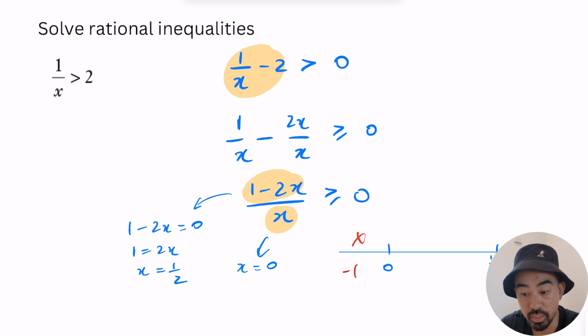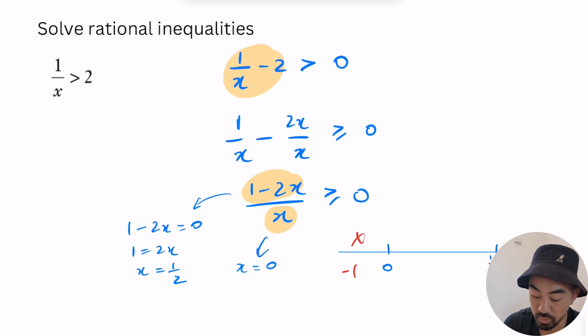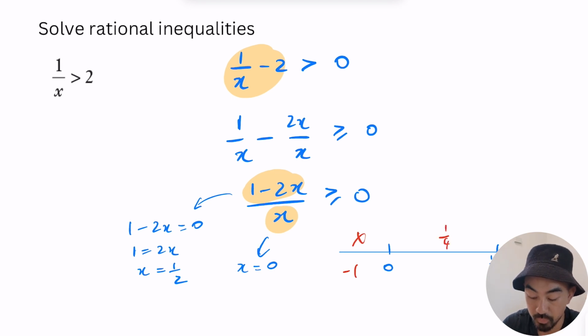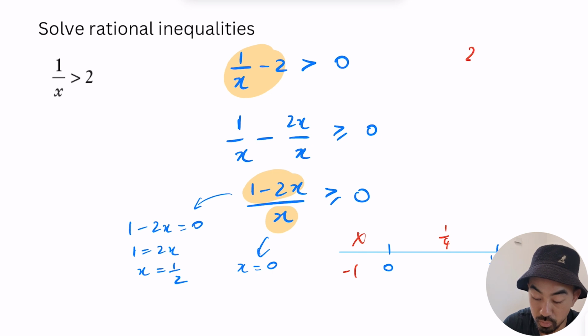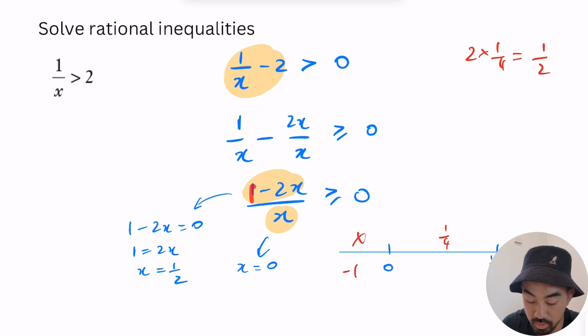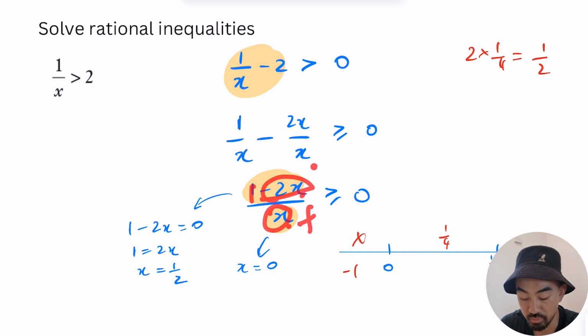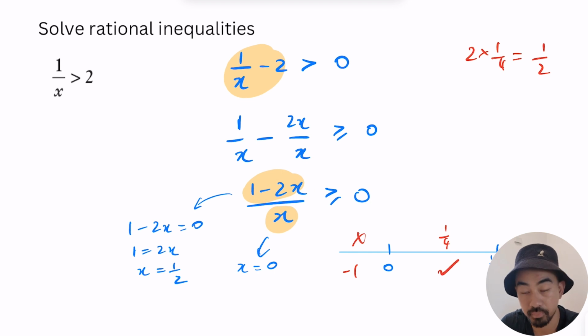All right, let's test between 0 and a half. So what's in between there? Let's say 1/4. Okay, so 1 minus 2 times 1/4. Now what's 2 times 1/4? 2 times 1/4 is a half. So I'm going to have 1 minus a half, which is a positive number. And in the denominator, I'm just going to plug in 1/4, which is also a positive number. Now 2 positives make a positive, which is greater than or equal to 0. So I'm going to give that middle part a tick.